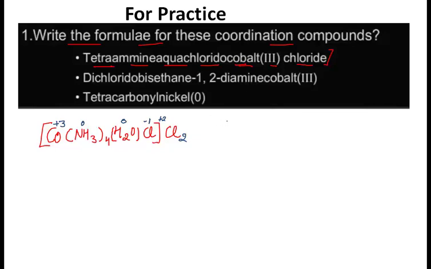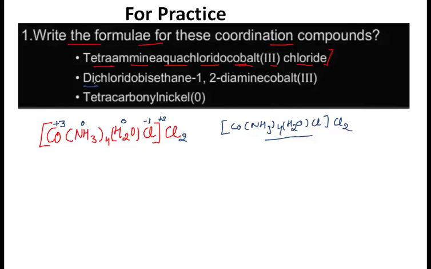So this will be the formula of the compound. Once again I am writing the final: Co, NH3 4 times, then H2O, and then Cl, square bracket close, Cl2. So this will be the formula of this complex. Okay. Now let us take another example.